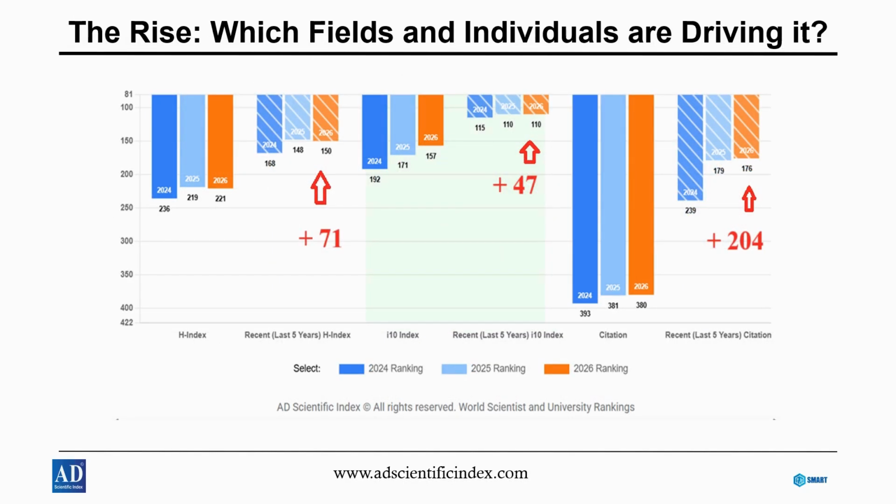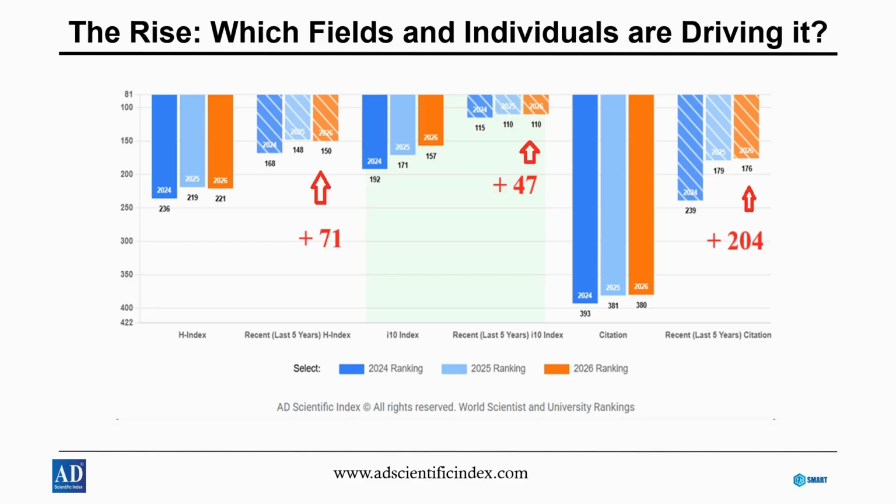Your institution is finally rising. But the big question is, what exactly is driving this upward trend? The data shows clear gains: stronger H-index performance, improved momentum in the last 5 years, and a major leap in citation impact, over 200 places gained. But without understanding which fields and which individuals are responsible, it's impossible to sustain or accelerate this rise.